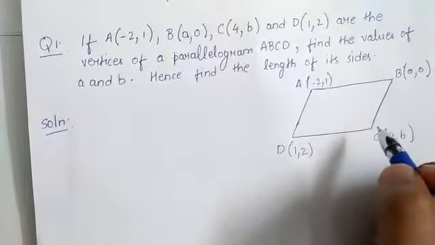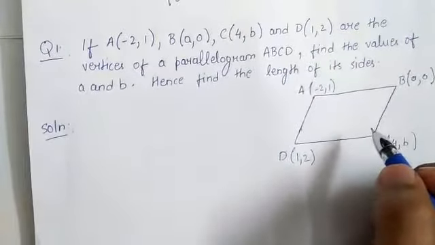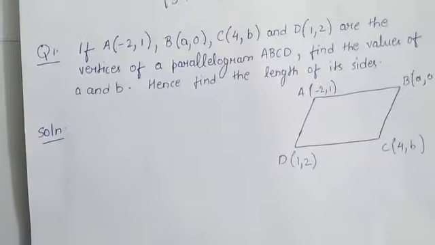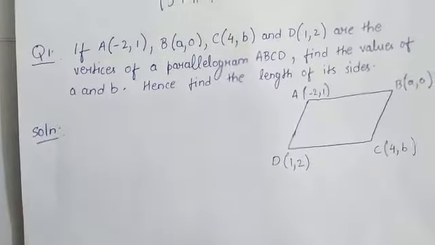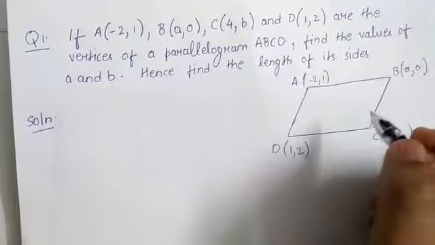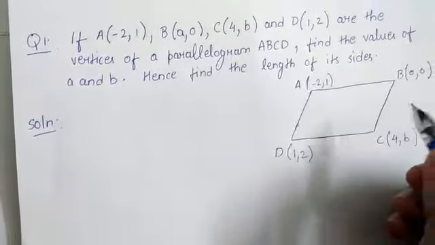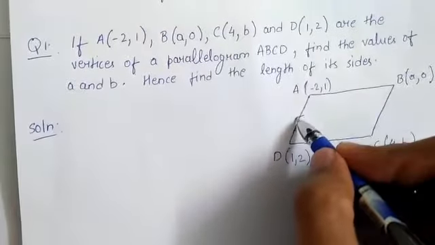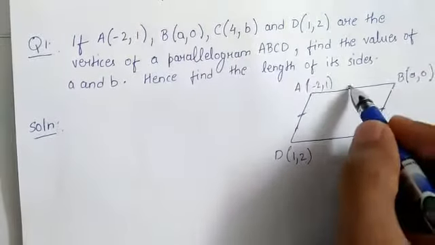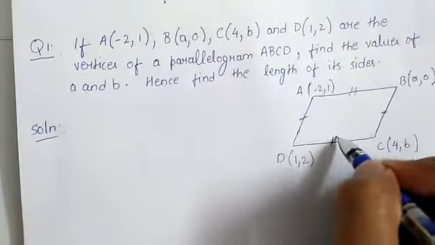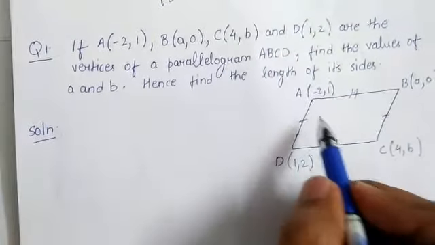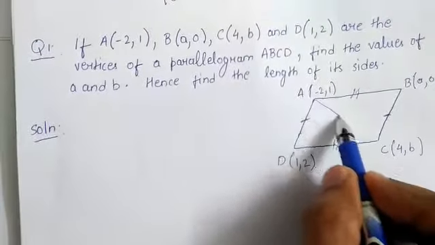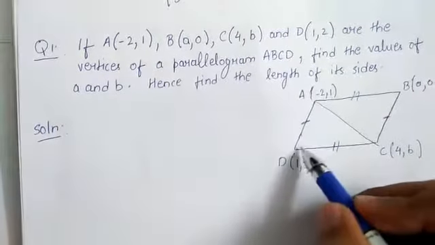So you need to find the values of a and b first, and hence find the length of its sides. In order to find the values of a and b, there are various methods. First, you can use the property of a parallelogram that opposite sides are equal and parallel, and use the distance formula, as these two sides are equal and these two sides are equal. That may be a bit complicated. So in order to go an easy way, let me make the diagonals.